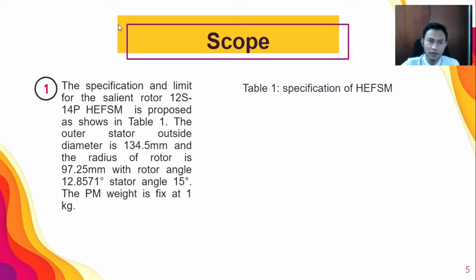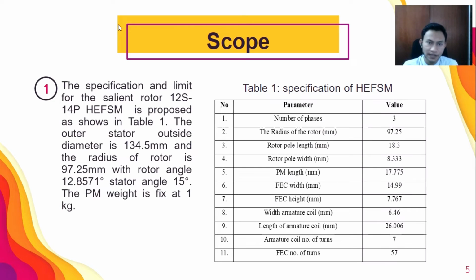So this is for the scope. The specification of the motor is based on Table 1. The outer stator outside diameter is 134.5 mm and the radius of the rotor is 97.25 mm, with a rotor angle of 12.8571 degrees and a stator angle of 15 degrees. The permanent magnet weight is 1 kilogram.